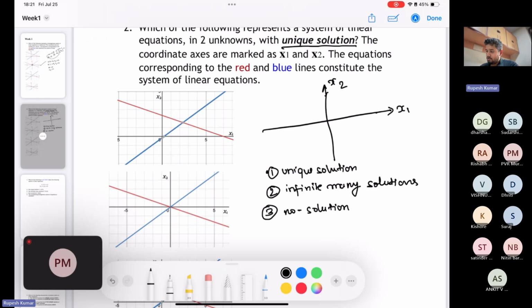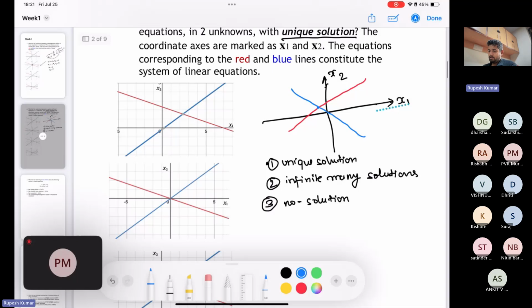So let's say we have a set of unknowns represented over the axes x1 and x2. Then for a unique solution, both linear equations, both the lines, will intersect at a single point. For example, in this example, you will find a unique solution. So this corresponds to case one, right?